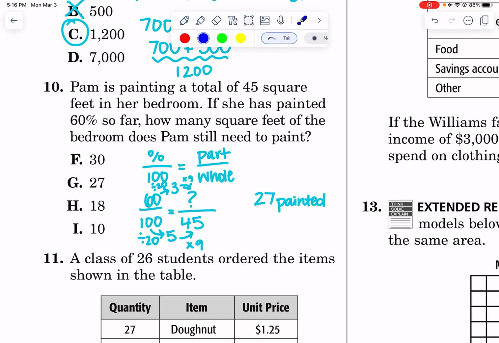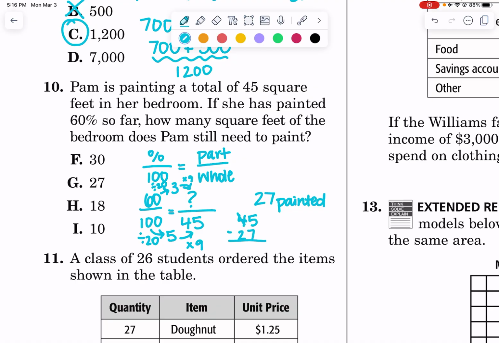Is that what the question asked us? No. How many square feet of the bedroom does Pam still need to paint? So she's already done 27. So how many does she have left? Well, I need to do 45 minus 27.